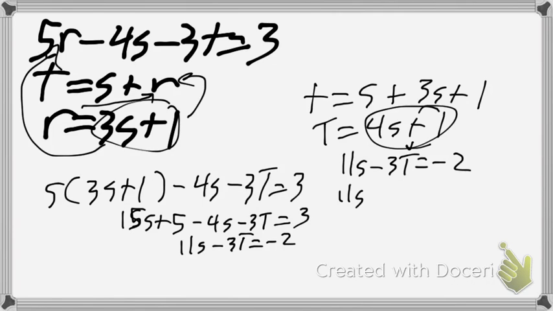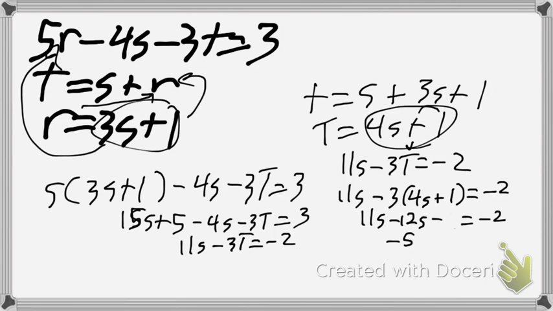11S, and again, I know my S's and my 5's look alike, and I'm sorry. So 11S minus 3 times 4S plus 1 equals negative 2. So I have 11S minus 12S plus, see, I wrote minus 3 there, minus 4 there, and that was my original mistake. So I did the whole thing with that minus 4 there.